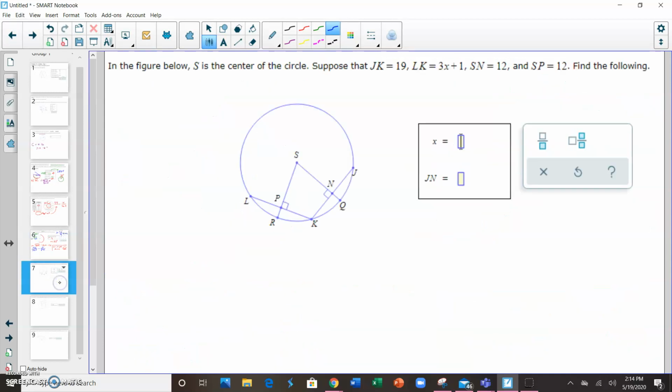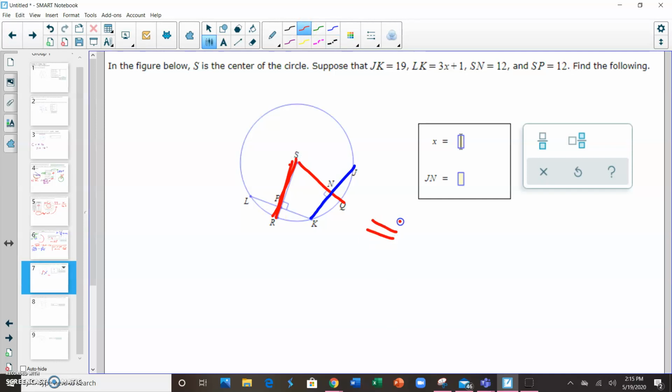Okay, next. All right, so for this one, as you can see, SQ is a radius, and SR is also a radius. So we know that SQ and SR are the same length. Now, when you have a chord, if you remember, JK is a chord. If a chord is perpendicular to the radius, it splits the chord in half.